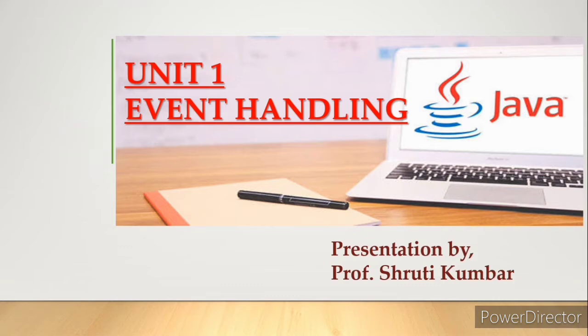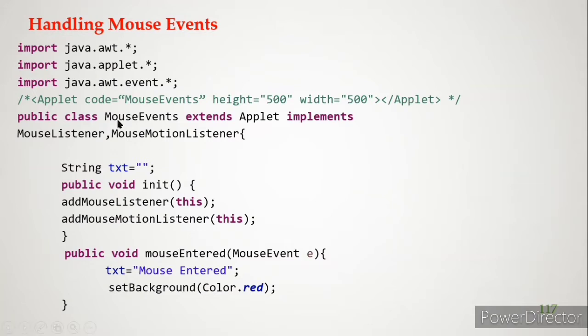In the last video we saw handling events by using a frame and applet. Today we are going to see handling the mouse events. This is the program which we have used to handle the mouse events. We are using a mouse listener and mouse motion listener. These two listeners cover all the methods which we override. We will override those methods which will cover all the mouse events.